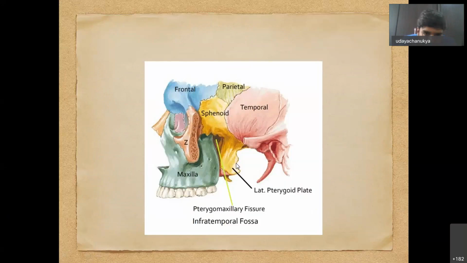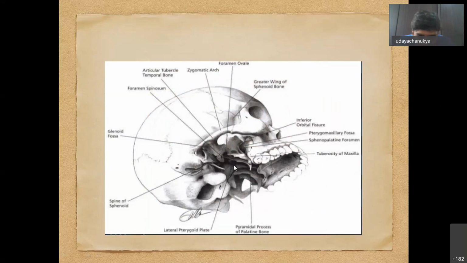See, in this picture, this is the posterior of the maxilla and this is the lateral pterygoid plate. The inside thing is the pterygopalatine fossa. This is the pterygomaxillary fissure and it is communicating to the infratemporal fossa. In this picture also, this is the posterior wall of the maxilla, this is the pterygomaxillary fissure, and these are the pterygoid plates. This is the pterygopalatine fossa, and communicating through the fissure, this open space is the infratemporal fossa.